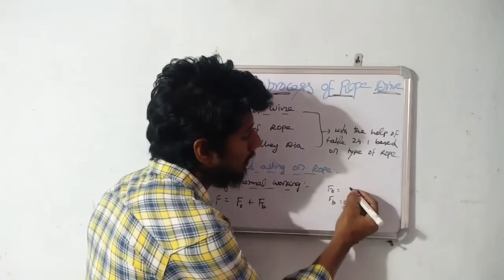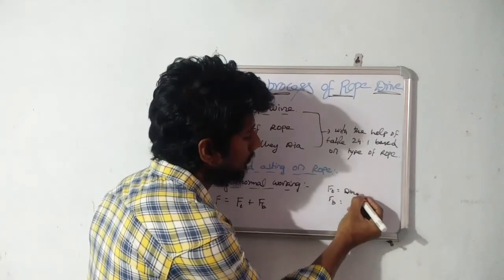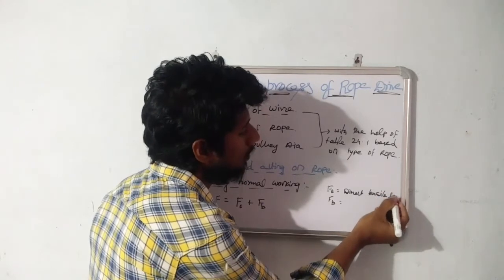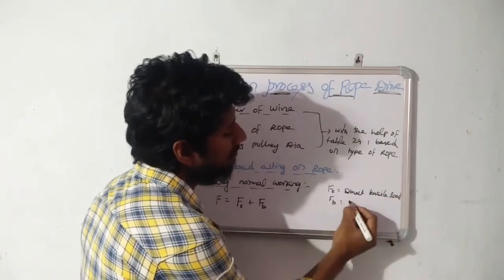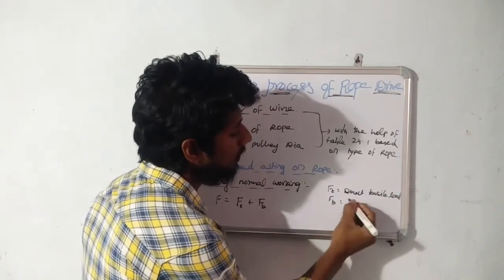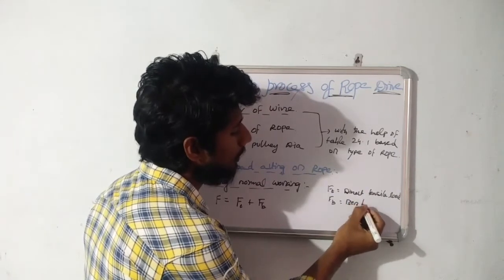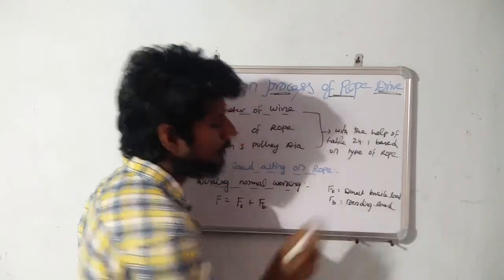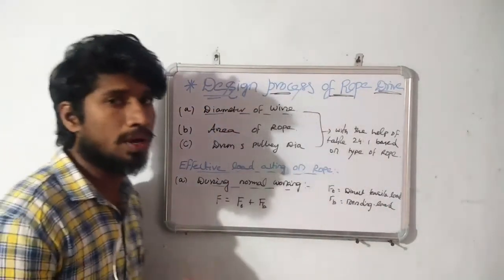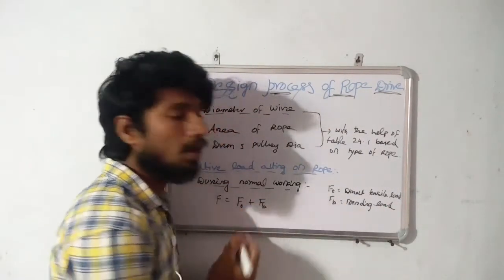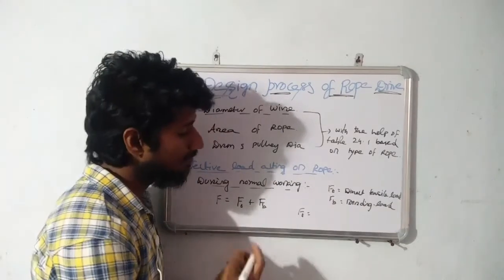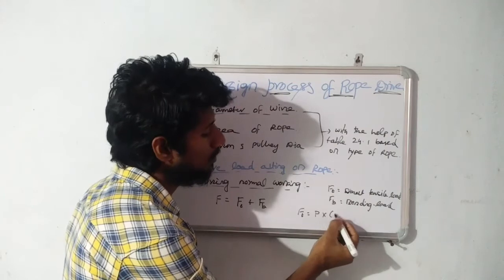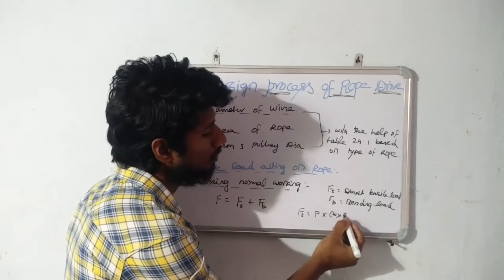Here Ft is the direct tensile load acting on the rope, and Fb is the bending load acting on the rope. So how are we going to find out the Ft and Fb here? That Ft is equal to P plus W into L.